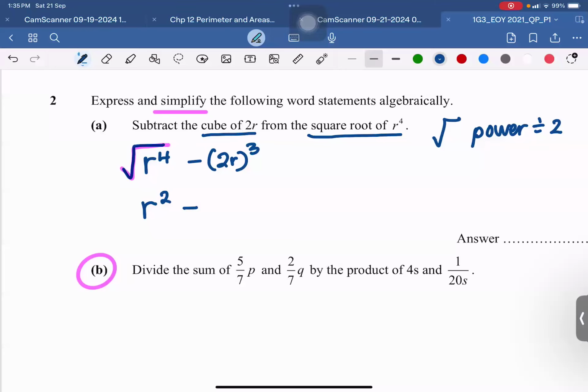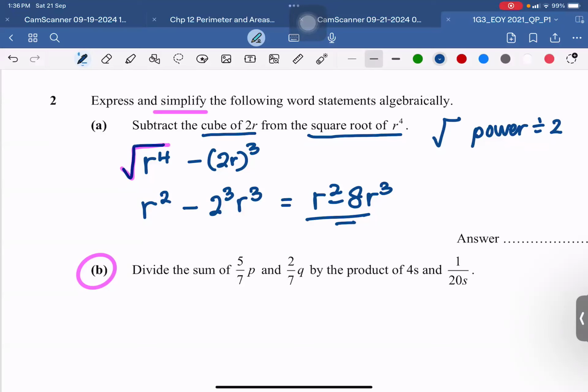Then, now this one, the number over here, I have to cube. The cube is for every one of the terms inside. So this will be 2 cubed times r cubed. In this case, we simplify, it will be r squared minus 8r cubed. Okay, y'all take a look. If you understand this answer, okay with it, then we shall move on. Oh, you want the one on the construction. Okay, I'll try, see how I can give the answer to you.